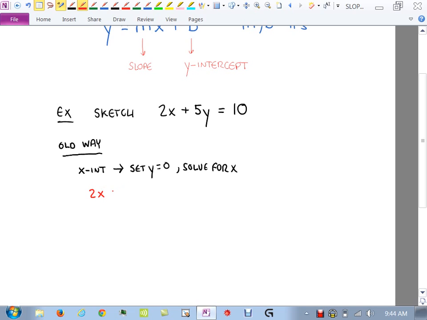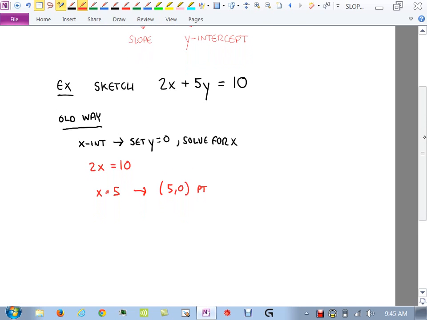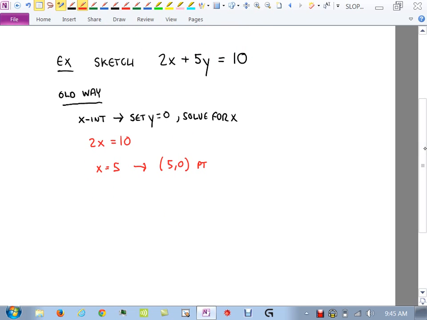2x equals 10, and that means x is 5. So all I did there was divide both sides by 2, right? That gives us the point 5, 0, right? That's a point on our line. We've done this before, right? This isn't brand new stuff right now.